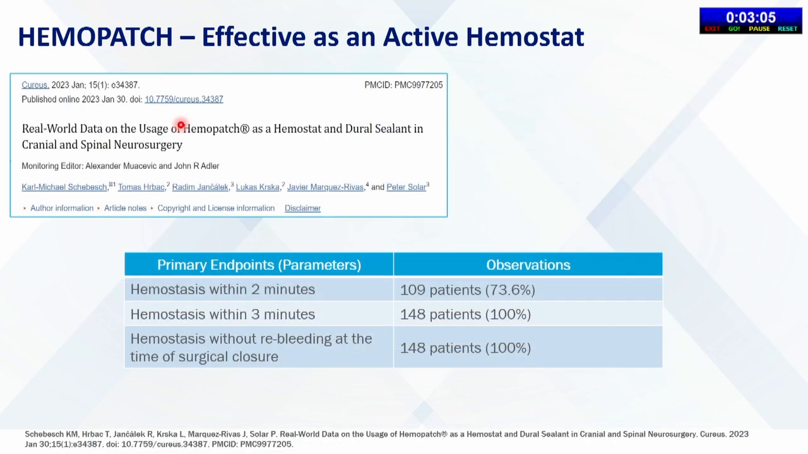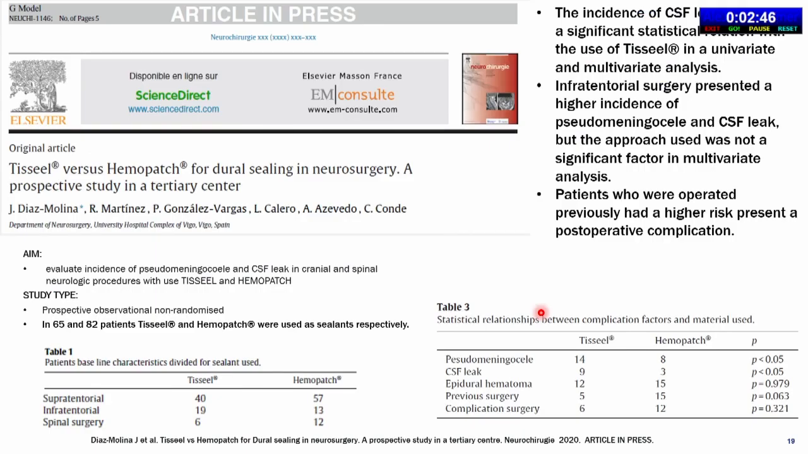This is a very recent registry that was published in January this year. Here they have taken data of 148 patients where they used HemoPatch. Hemostasis within 2 minutes was achieved in 74% of the patients. Within 3 minutes it was achieved in all the patients. And once the hemostasis was achieved, there was no rebleed before closure in any of the patients.